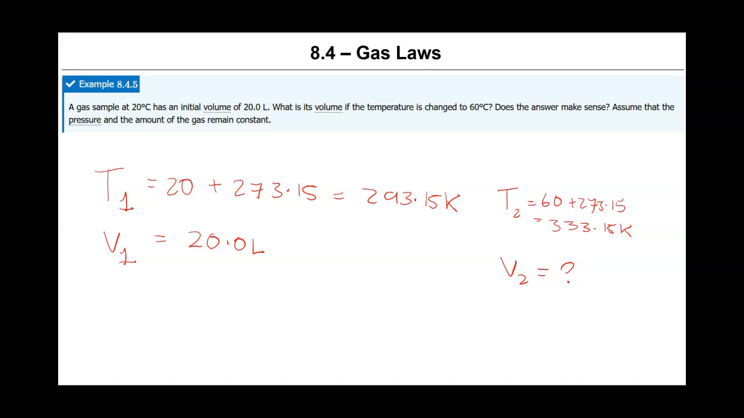So symbolically writing everything down, we can say V1 T2 is equal to V2 T1. And then to get V2, we just divide both sides by T1. So V1 T2 on T1 is going to be equal to V2.